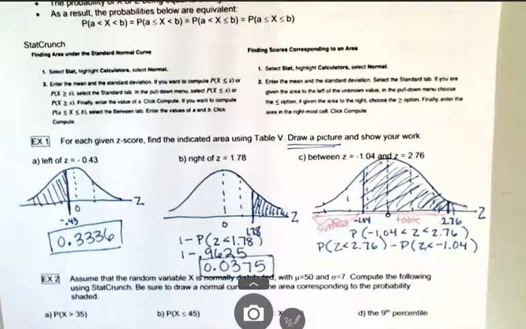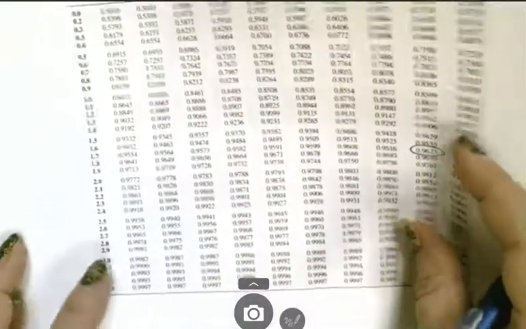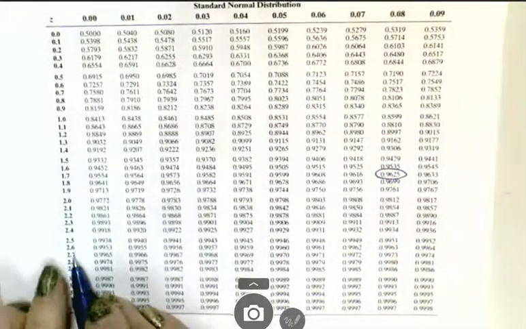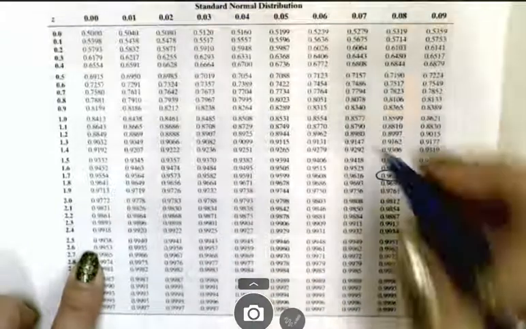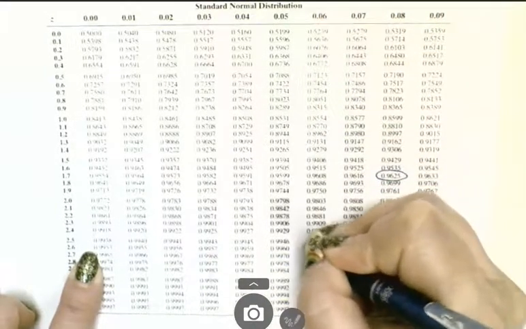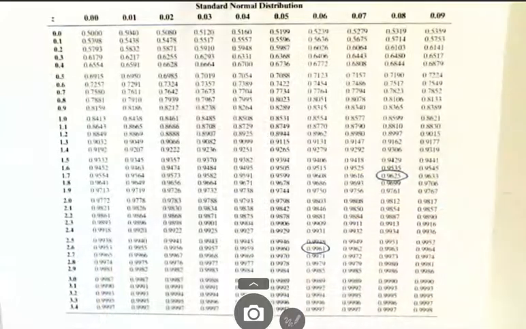So go to the positive side of the table. I'm looking for 2.76. So here is my 2.7. And then I need the 0.06, so finding where those intersect, which would be right here, 0.9961.